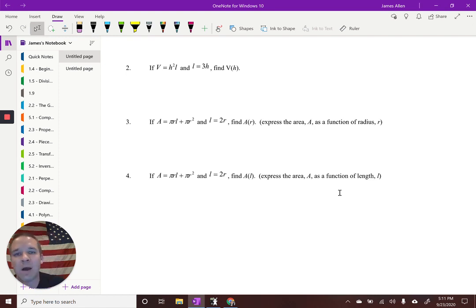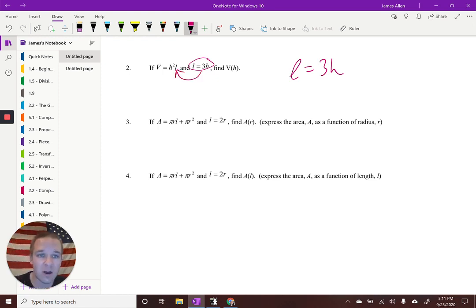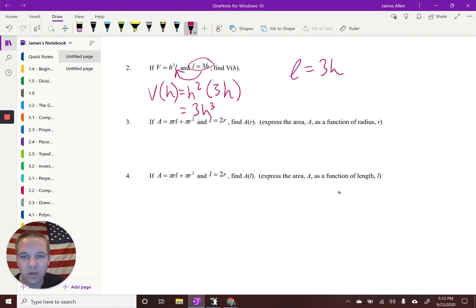All right, so I want to write my volume as a function of height, meaning I shouldn't have L in there, okay? So I have this second function here where it's L equals 3h, and I want to make sure that it is solved for L so that I can plug it in to this function. Well, this one is already solved for L, so I can just go ahead and substitute. I'll have V of h then equals h squared times, and I'm going to substitute in the 3h, and then I'm going to simplify. So I'd have 3h cubed.